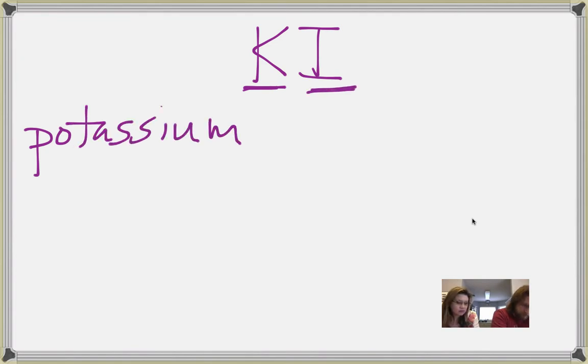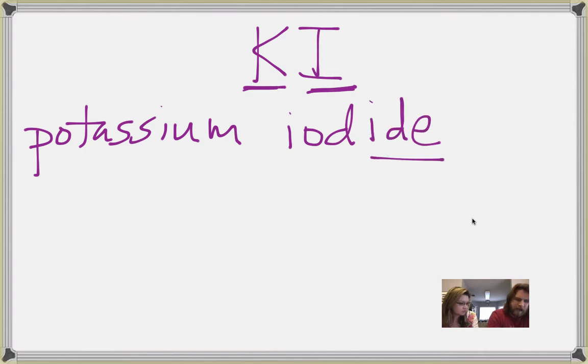Okay, and then the next one is iodine, so we call that potassium iodine. No, you said something about an ending. Yeah, you're going to change it to IDE. So get rid of the INE and change it to IDE. Okay, potassium iodide? Exactly. That's exactly how you'd write it.